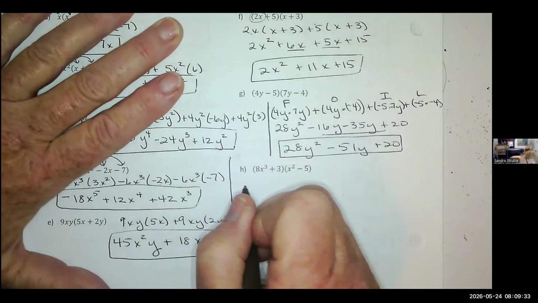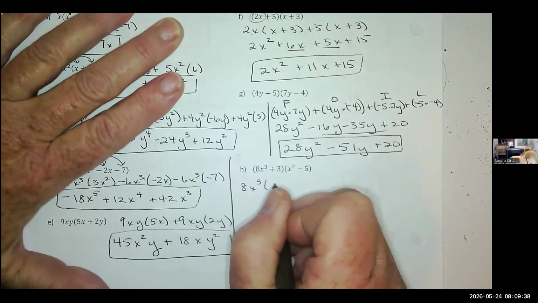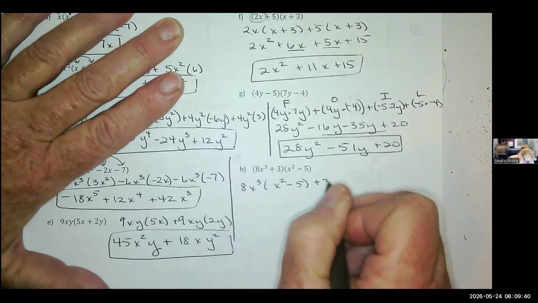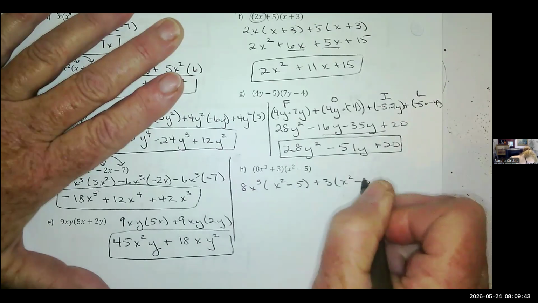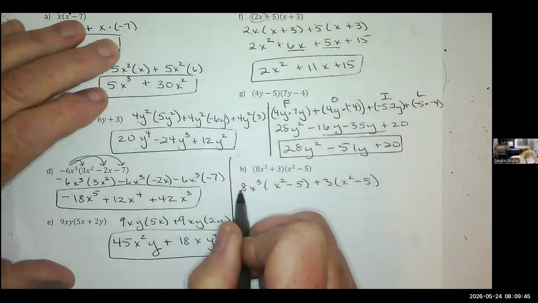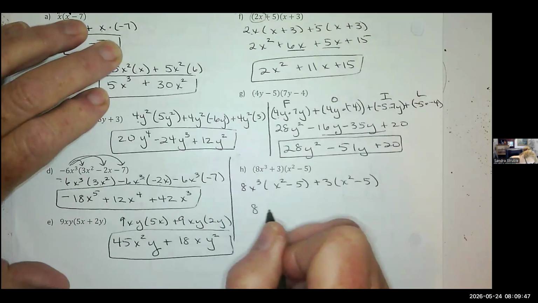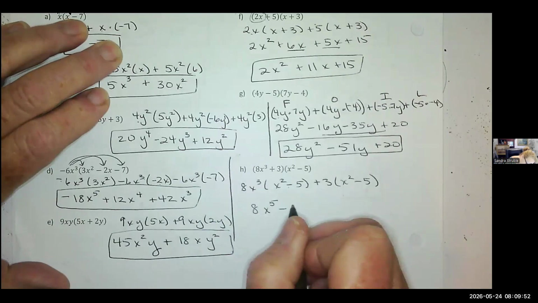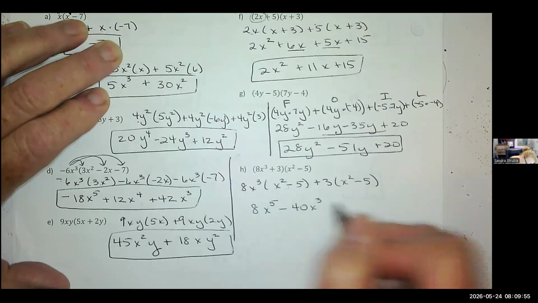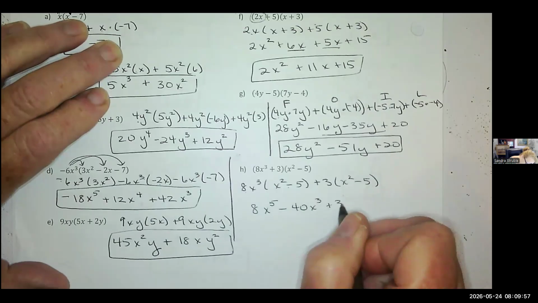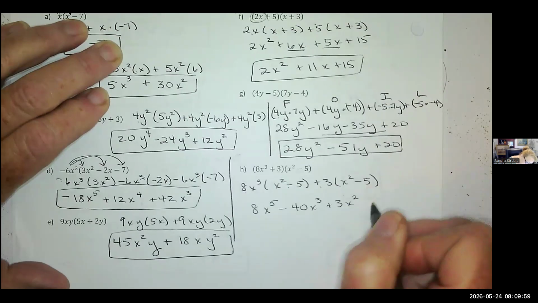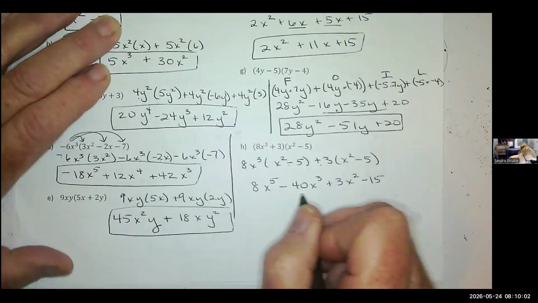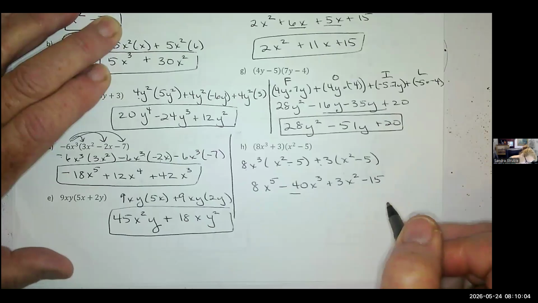All right, 8x cubed times x squared minus 5, plus 3 times x squared minus 5. 8 times 1 is 8. x to the 3 plus 2, which is 5. 8 times negative 5 is negative 40. Bring down that x cubed. 3 times x squared is 3x squared. Positive times a negative is negative 15. Combine, nope, there's no combining like terms, is there? I think that's it. Sweet.